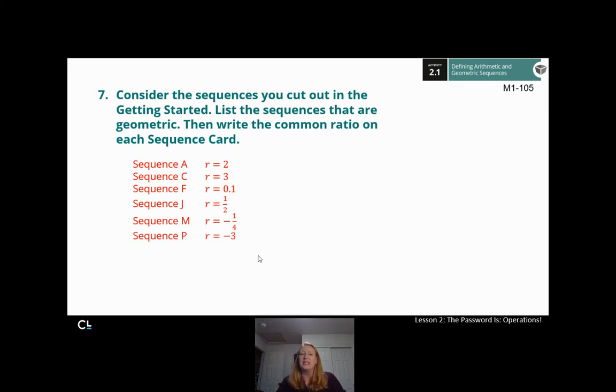And for sequence P, this is the last one I found. For sequence P, I was like, hey, that's getting multiplied by -3. So fine, it's geometric and R equals -3. Hooray. So it looks like we managed to find in our cutouts 5 arithmetic sequences and 6 geometric sequences. That's not bad.